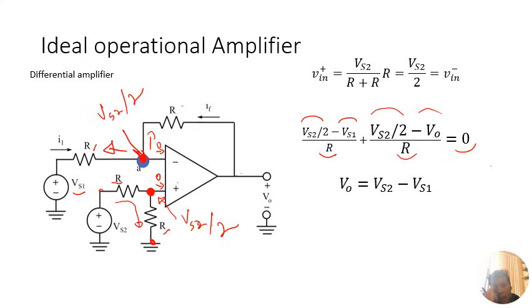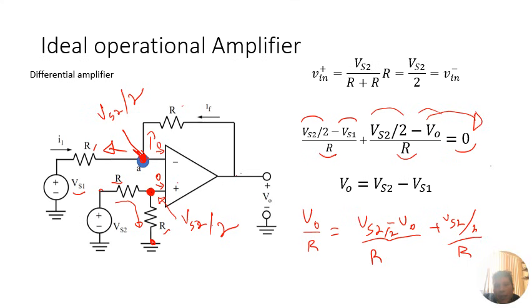Then what we can do is solve for V out, so we're just going to move this to the other side. We get that V out over R equals Vs2 over R minus Vs1 over R plus Vs2 over 2 and Vs2 over 2 over R. You can already see that the R's cancel, and then you end up with V out equals Vs2 minus Vs1. So this is called a differential amplifier because it takes the difference between the two.